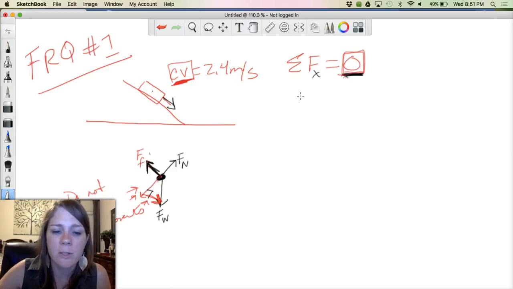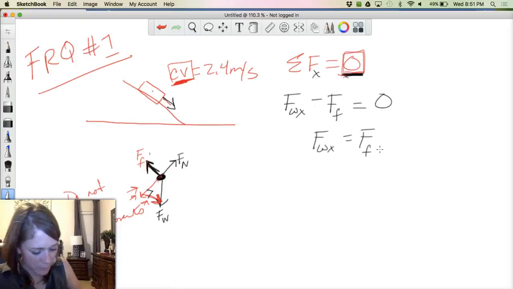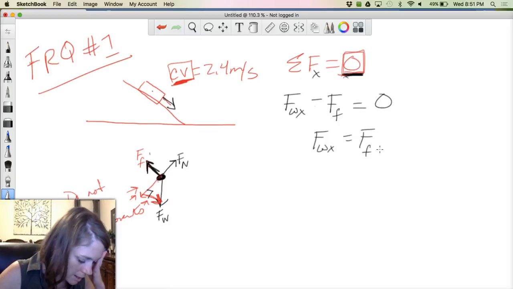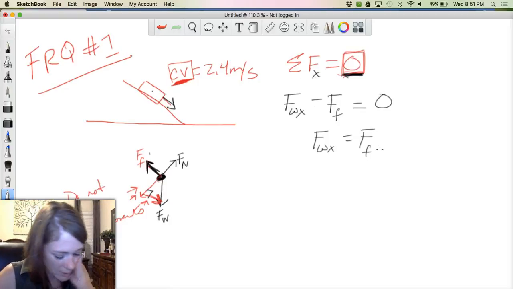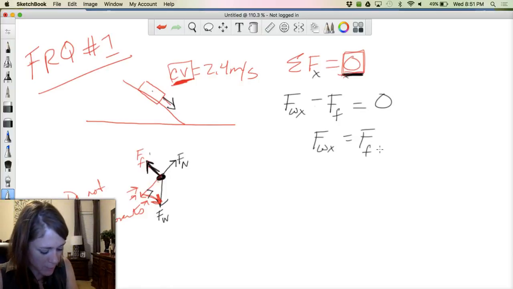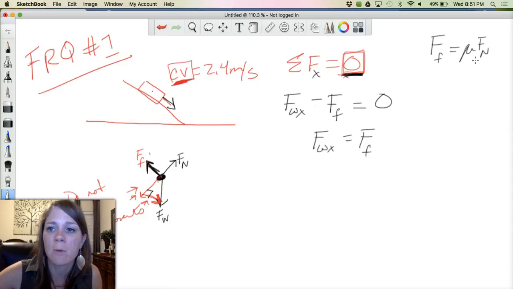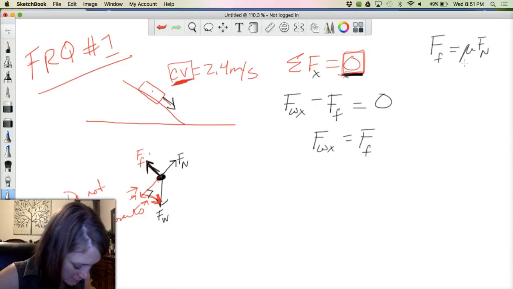So I know the summation of the forces is going to be the x component of the weight force minus the frictional component, which is equal to 0. Therefore, the x component of the weight force is equal to the frictional force. And then we go through a series of steps to figure out what the frictional force is, what the speed is, or not the speed, but the time it takes for it to go down the ramp. We figure out mu. Remember, the equation for frictional force is mu Fn. Don't forget, frictional force has its own equation.